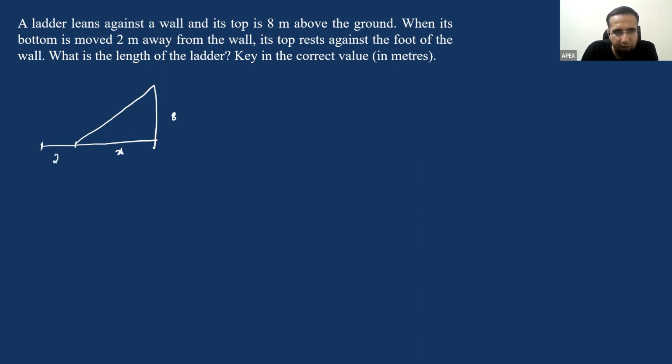That means the foot of the ladder is here. Then its top rests against the foot of the wall. That means this is now equal to the length of the ladder. Clear? Which means the length of the ladder will become how much, guys? x plus 2. Clear? So if I rewrite my diagram, this is equal to x. Now the length of the ladder is equal to x plus 2 and the height is equal to 8.